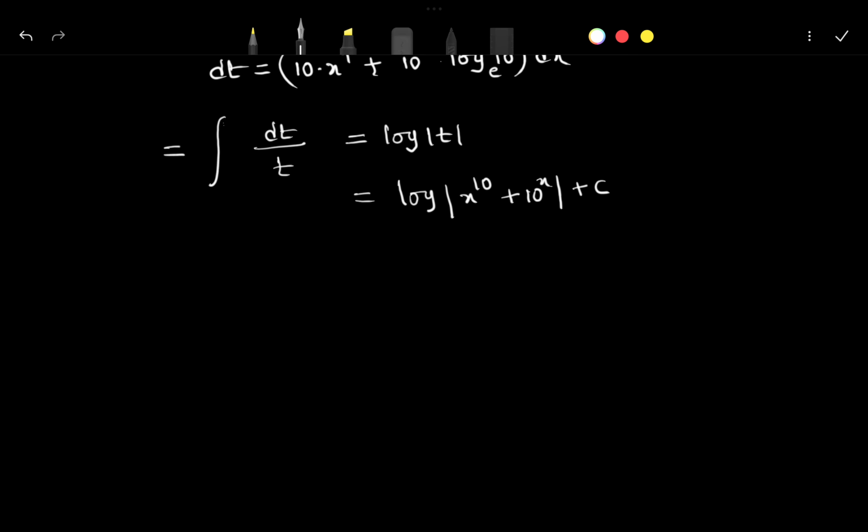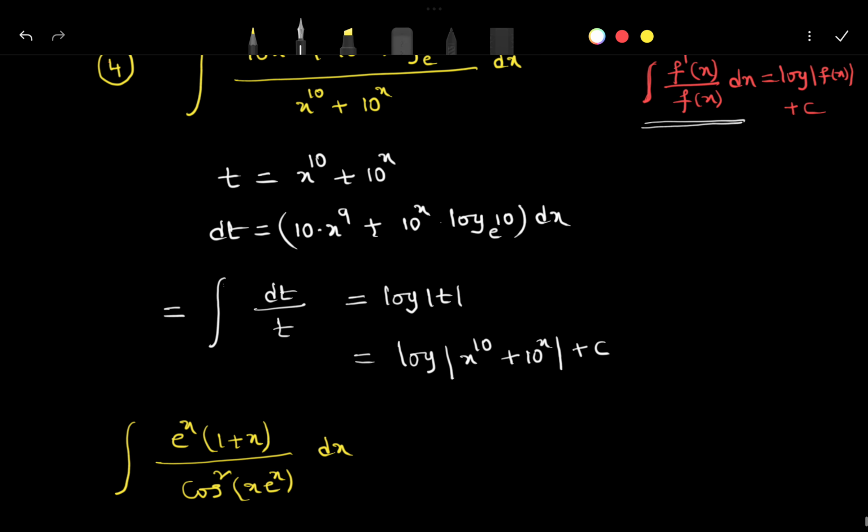See integration of, the next question will be integration of e to the power of x into 1 plus x whole divided by cos square of x into e to the power of x, into dx. See, this problem also you can solve by two methods. One is the substitution method, and after that you can integrate.